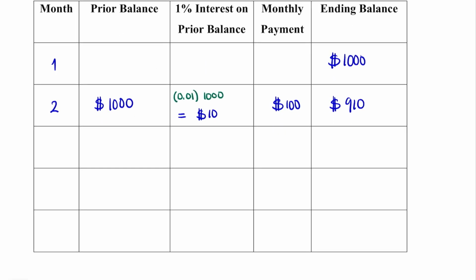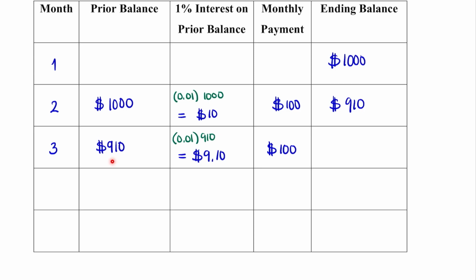Starting on the third month, my prior balance is 910. The interest is going to be 1% of this 910. So I'll take 0.01 times 910, and the interest is $9.10. And at the end of the month, I'm making another $100.